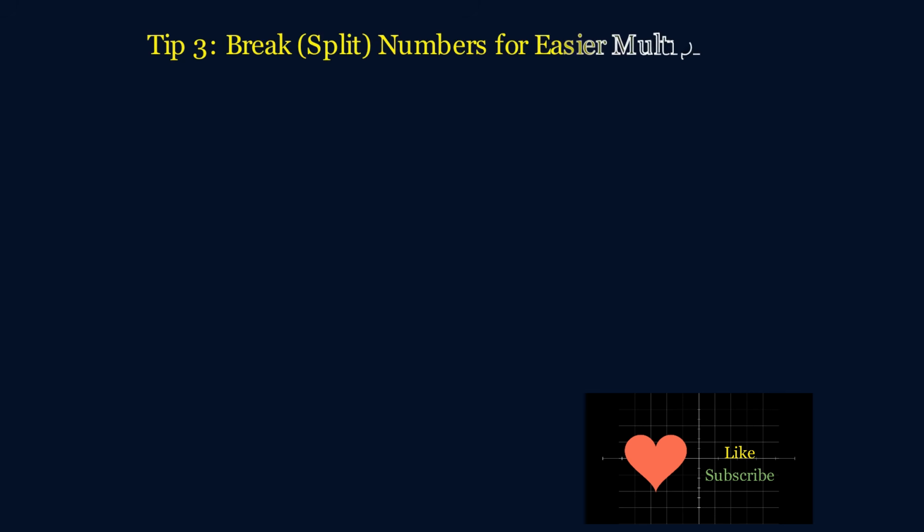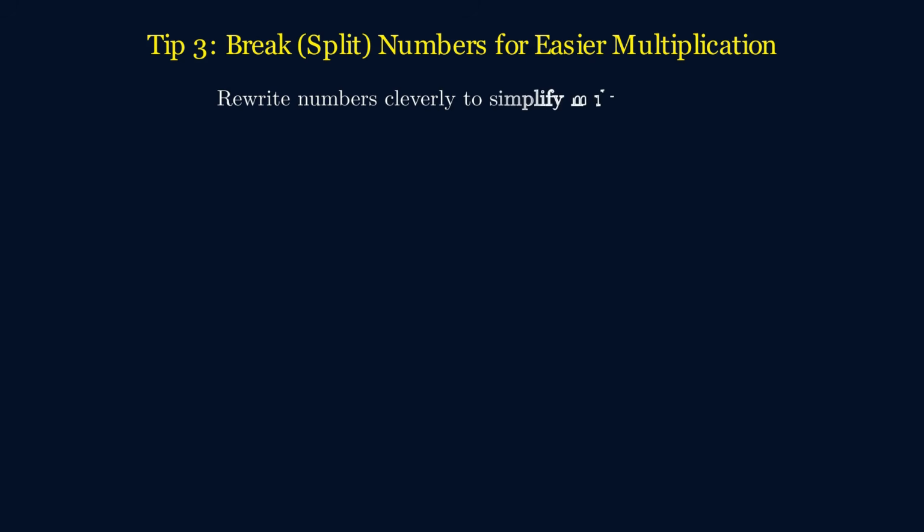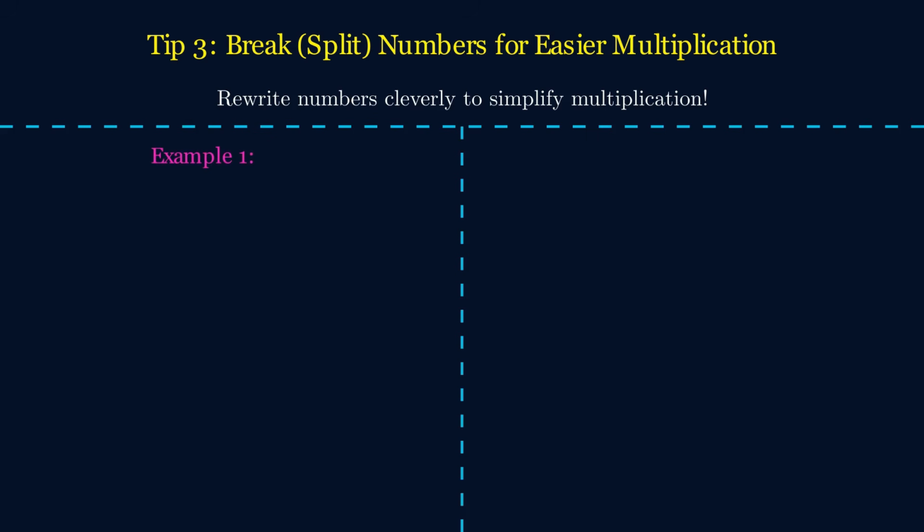Tip number 3. Break or split numbers to make multiplication easier. The idea is simple. If a number is close to something round, like 100 or 1,000, you can rewrite it to make the math cleaner. Let's start with the first example, 989 times 9.